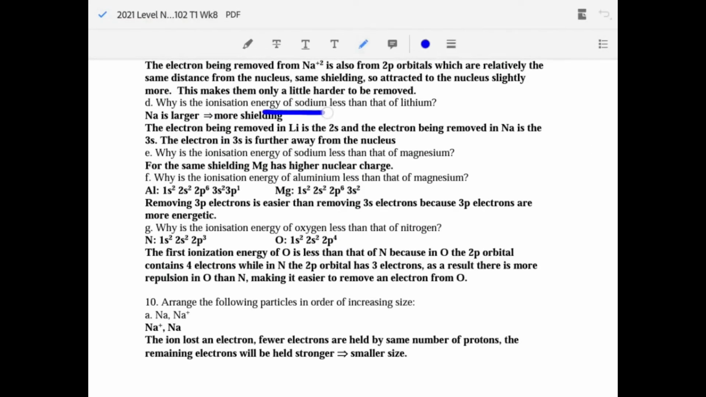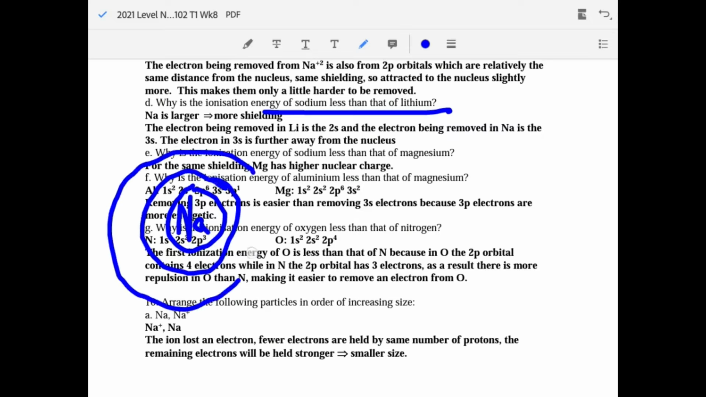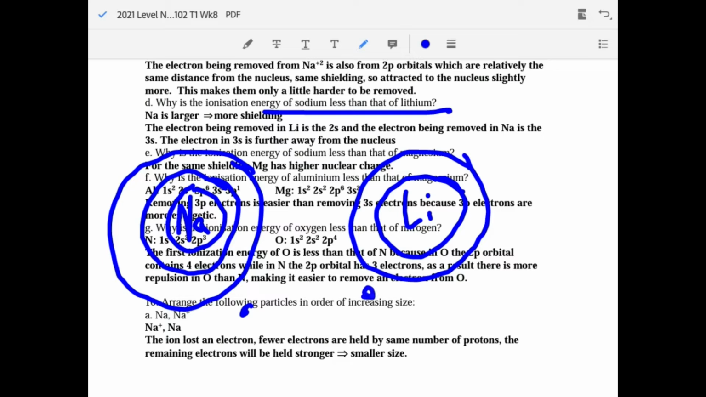Why is the energy of sodium ionization less than lithium? Because sodium has a whole other shell of electrons. So sodium has this, and then 1. But lithium only has this and then 1. The sizes are not to scale, but as you can see, there's 1, 2, and 1 only.